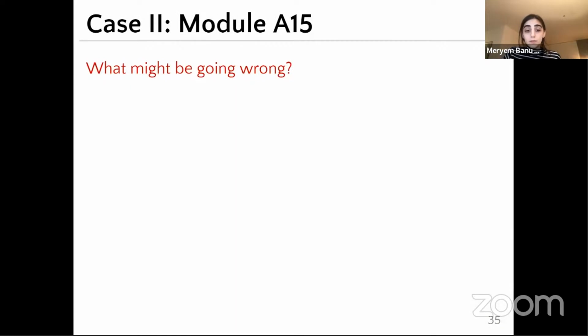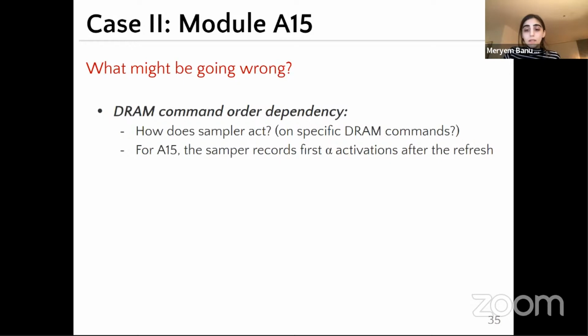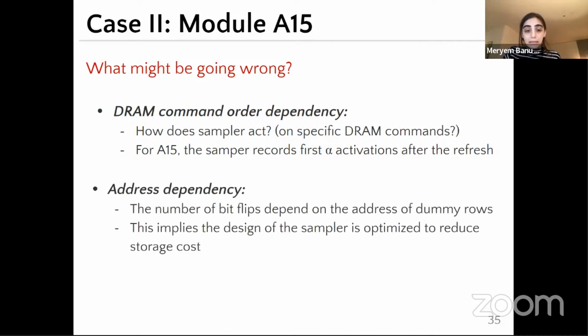Further experiments suggested two other dependencies of the TRR mechanism. The first one is DRAM command order dependency, which refers to the fact that the sampler acts on specific DRAM commands. These are the first alpha activations after the refresh for the A15 module. Another dependency is the address dependency, where the address of dummy rows affects the rows sampled by the sampler. One possible explanation for that is the design of the sampler involves optimizations to reduce the storage cost of tracking row activations, such that multiple aggressor row addresses may conflict.